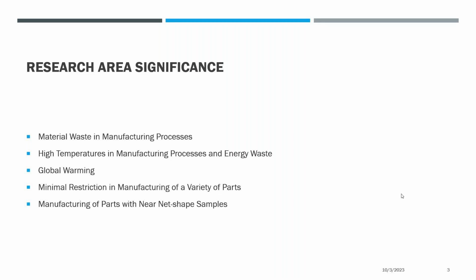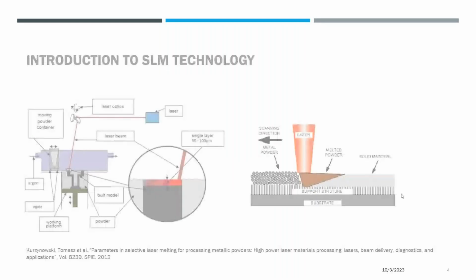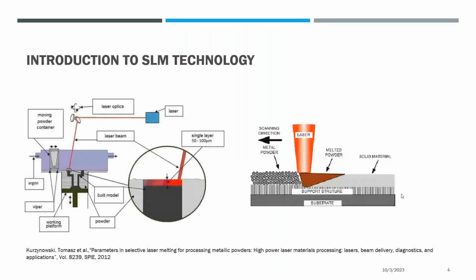which of course addresses the issue of global warming in the long run. And of course, minimal restriction in manufacturing of a variety of parts across the vast area of industries is another pro of the SLM manufacturing technique. And manufacturing of parts with near net shapes, which we will see with our three different examples of parts in the different industries. Introduction to SLM technology.